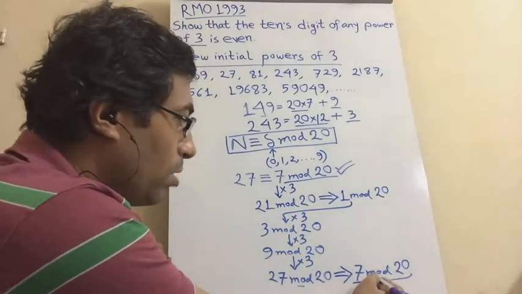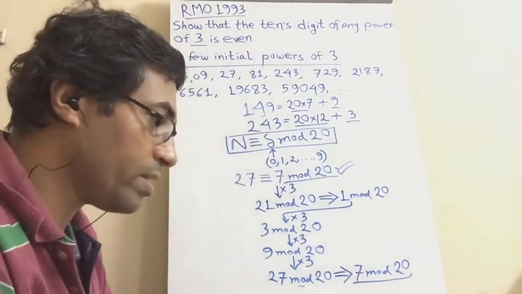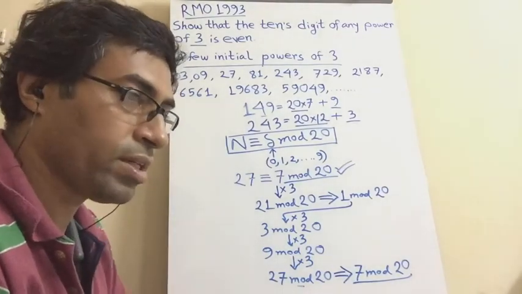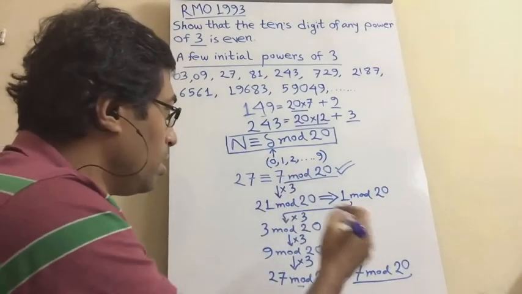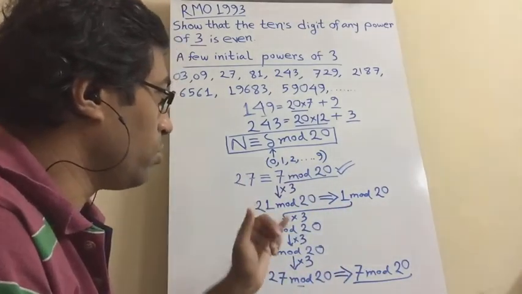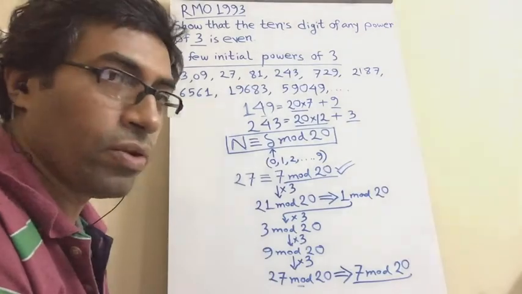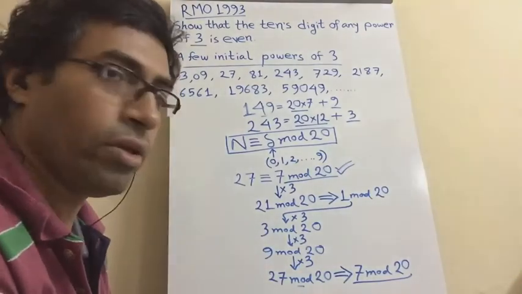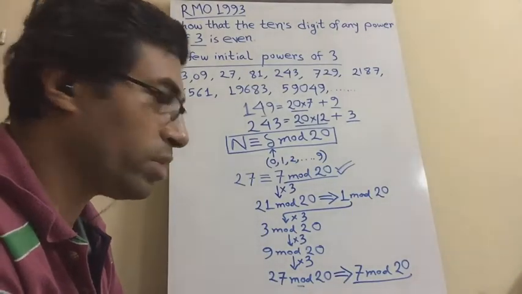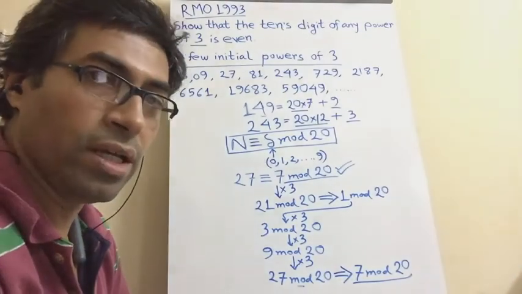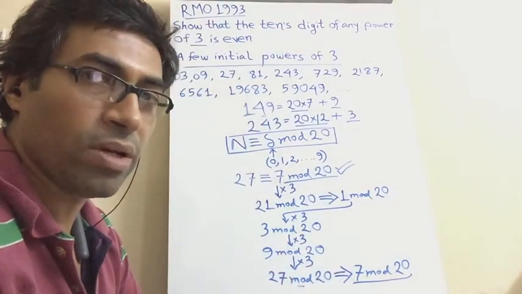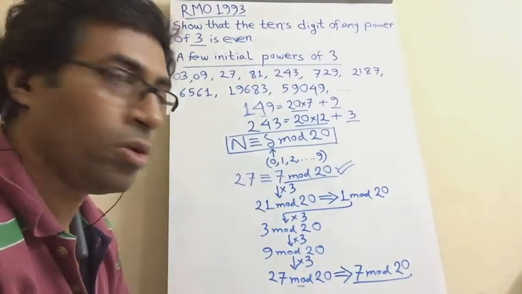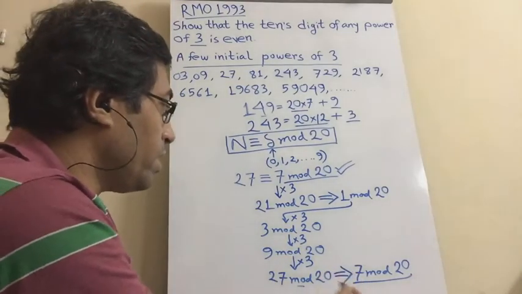Again, if you keep on multiplying this by 3 and the result again by 3, if you just keep on doing this, you will be basically iterating in this loop. So the first number would be 7 mod 20, then you would get some number which would be congruent to 1 mod 20, then some number congruent to 3 mod 20, the next number would be congruent to 9 mod 20, and again you are back to some number which is congruent to 7 mod 20. So basically you will be forever iterating in this loop.